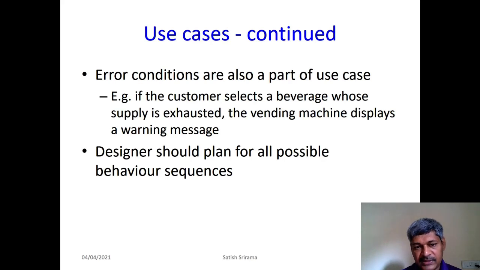What happens if the items are exhausted? Whatever beverage you are asking for is already exhausted. So we may see these things as error conditions, but they are all part of the functionality. They are error conditions to you, a customer, but a designer should plan for all these possible behavior sequences. What happens if the supply is exhausted?